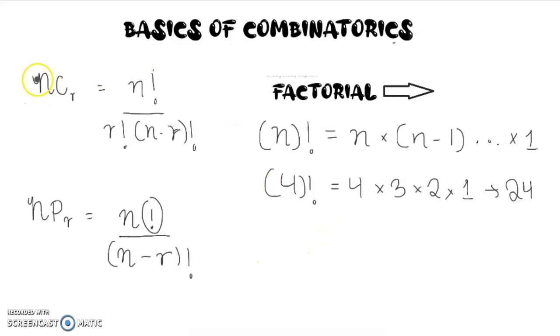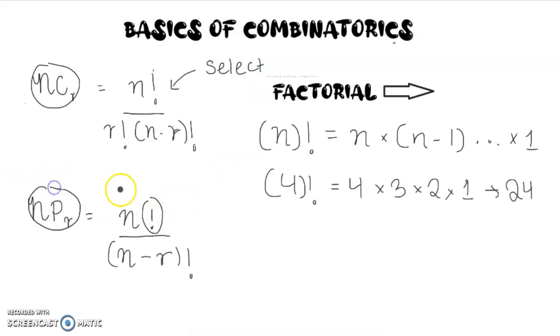Now, NCR, this formula over here, is used when you have to select r objects out of a total of n objects. This is used when you select. And we use this formula, NPR, when we have to arrange r objects out of a total of n objects, n total items. So, this is used when you arrange.